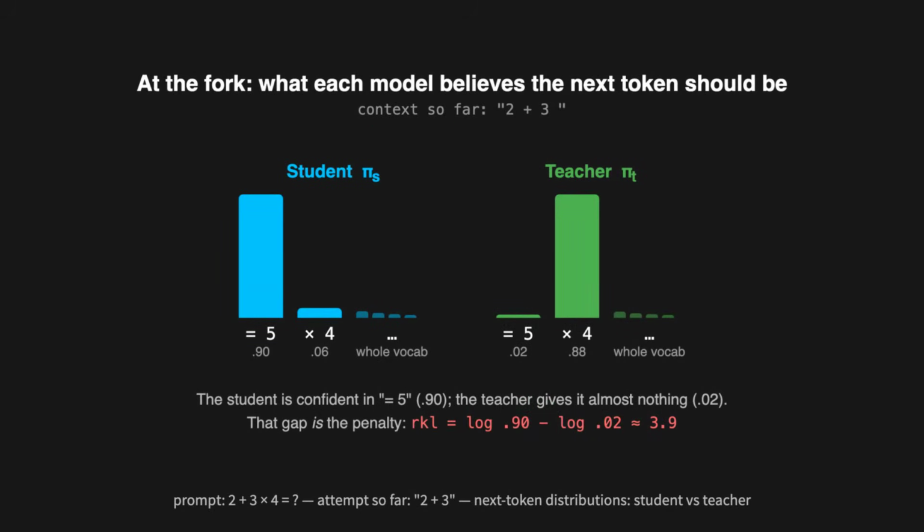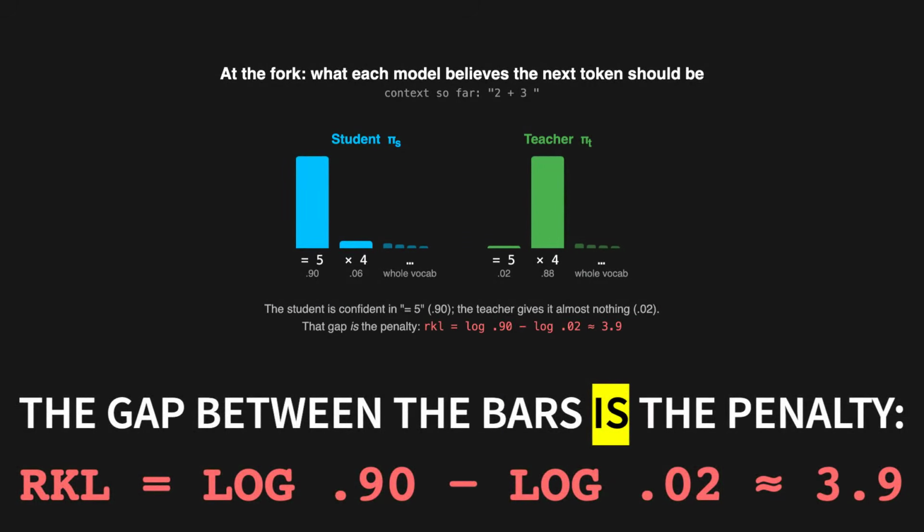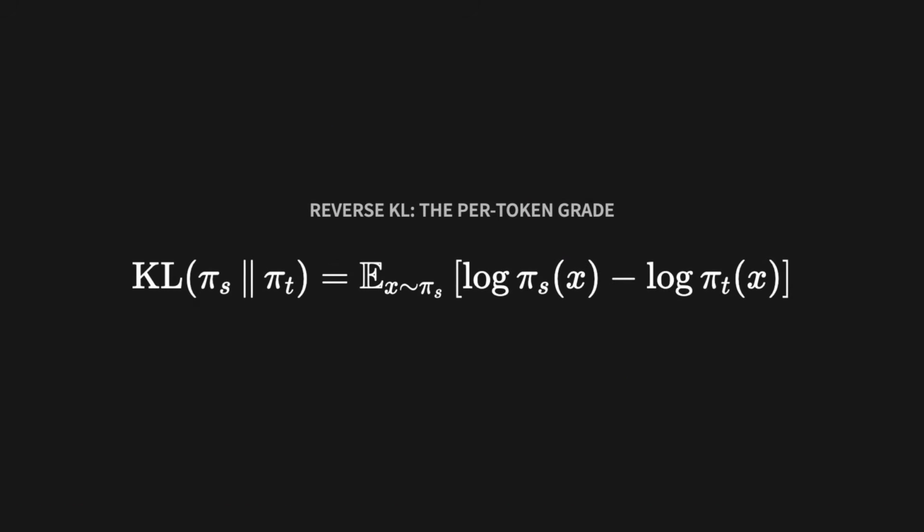Freeze the attempt right at the fork. The context so far is 2 plus 3. The student's distribution over the next token puts 90% on equals 5. The teacher puts 2% there and 88 on times 4. The little bars trailing off are the rest of the vocabulary. The gap between those two bars is the penalty, measured in log space, the natural scale for probabilities. Log of 0.9 minus log of 0.02, about 3.9. Hold on to that number. Here's the same thing as math.